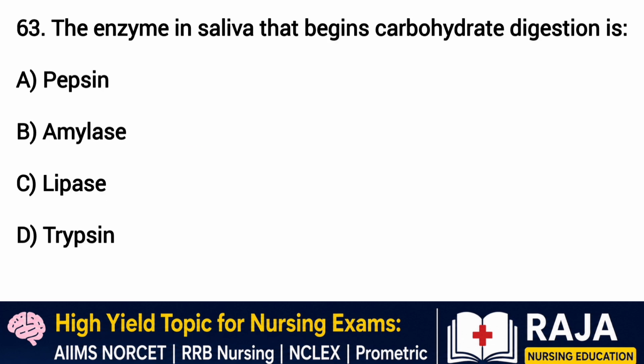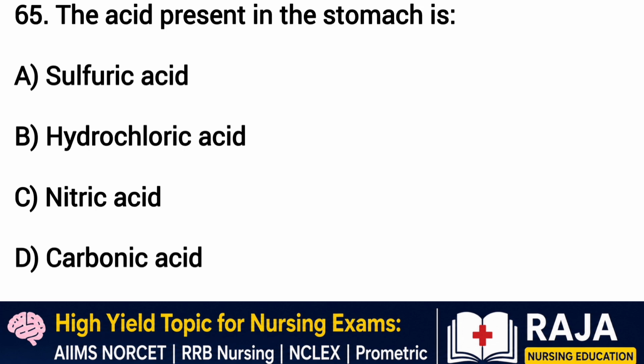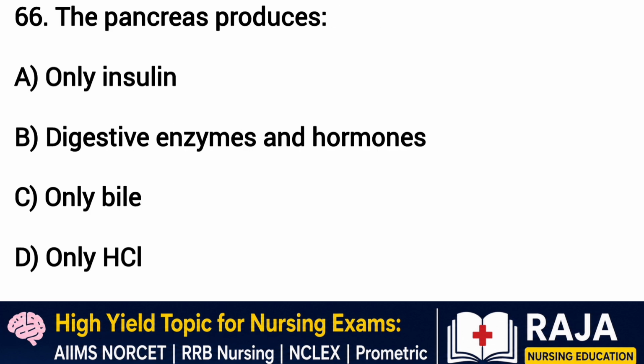The enzyme in saliva that begins carbohydrate digestion is. The answer is B. Amylase. The enzyme that begins protein digestion in the stomach is. The answer is B. Pepsin. The acid present in the stomach is. The answer is B. Hydrochloric acid. The pancreas produces. The answer is B. Digestive enzymes and hormones.